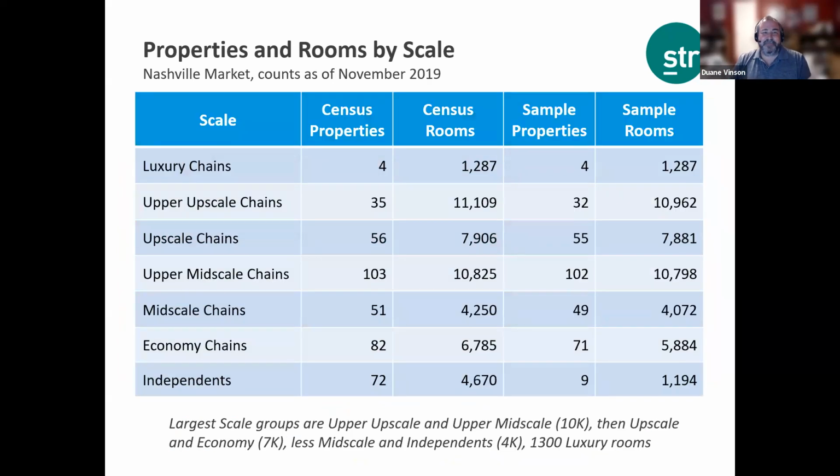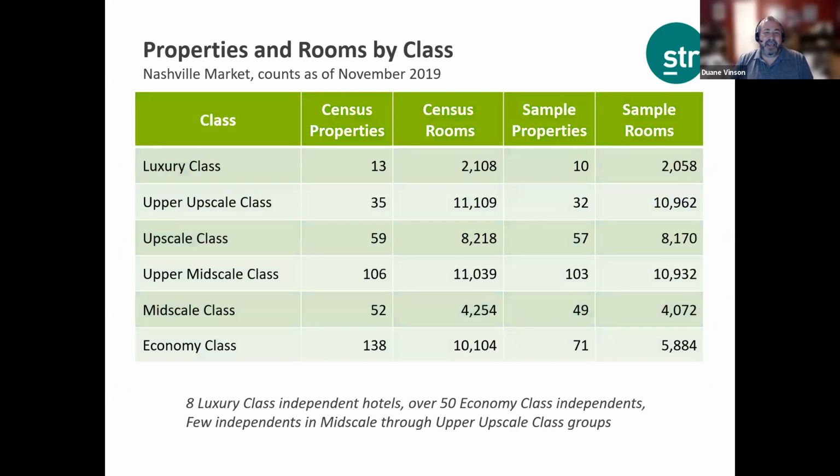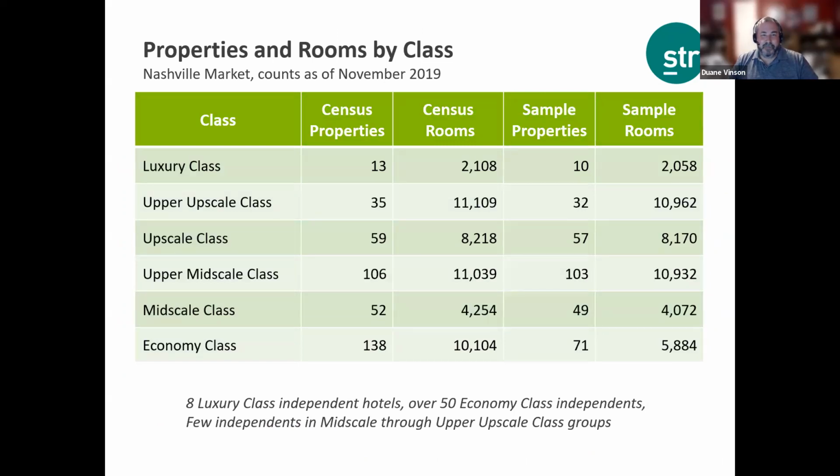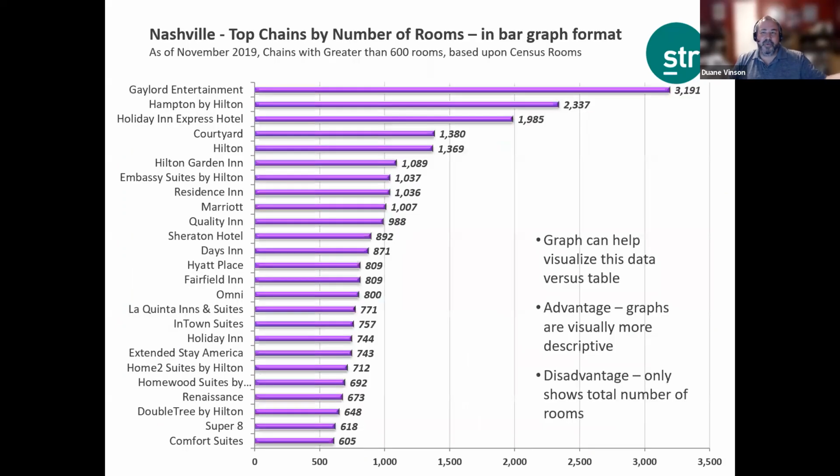Here's information, property and room counts by scale, for example, and then property and room counts by class here in the Nashville market. Here's an example. Now, these are, of course, putting this in a chart form or a table form. You could also use a graph. This is, of course, a nice way of representing the data as well.